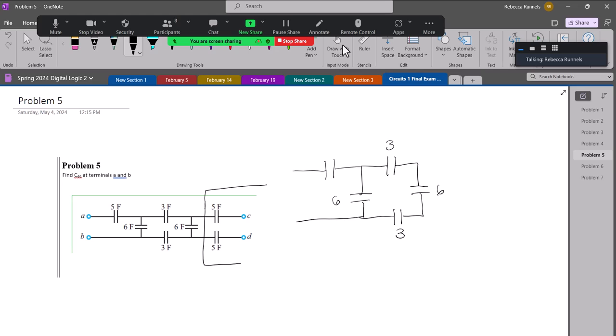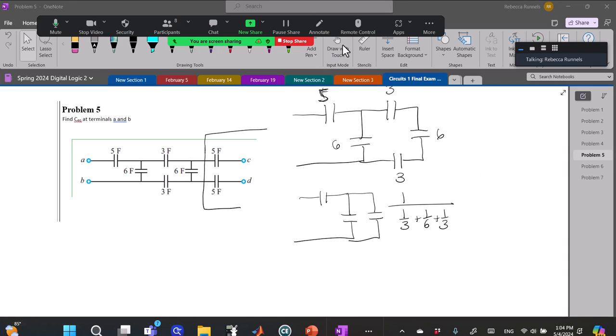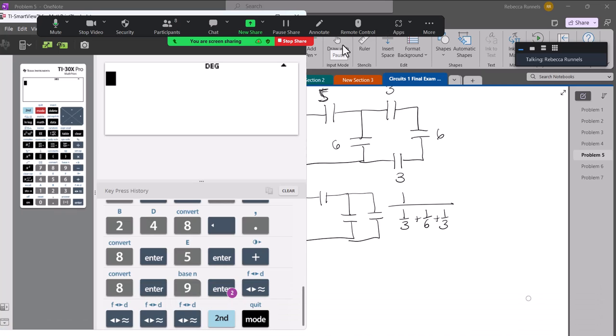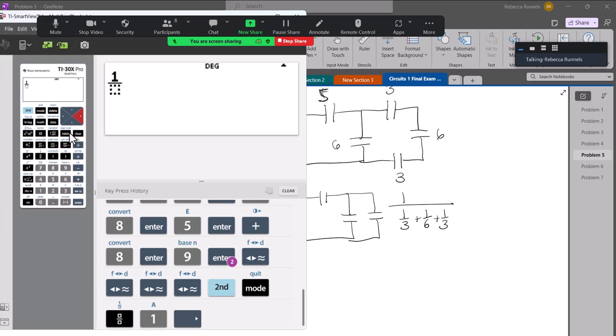are in series. Well, remember that you can't use product over sum for 3 things. You can only use product over sum for 2 things. So you have 2 options here. You can either do 2 at a time. So I could do my 3 and my 3, which would turn into 3 halves with product over sum, and then do product over sum with 3 halves and 6. Or I can just use the long formula that says that if I have 3 things, that will be 1 over 3 plus 1 over 6 plus 1 over 3. So however many you have, it's 1 over each one added together. I will do that because I can make my calculator do it.